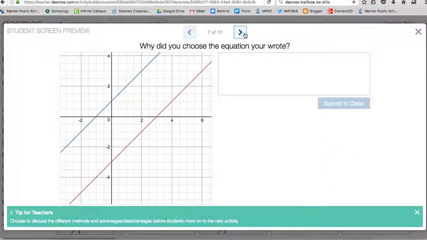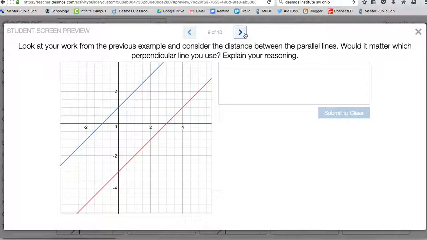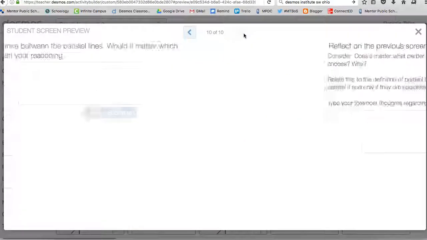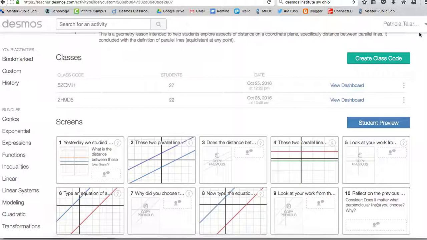They explain why they chose their equation. And on this screen they have to come up with two different perpendicular lines. That way they have to justify their reasoning about slope, but having different intercepts. And you can have them have some written response at the end. So that's one sample activity.